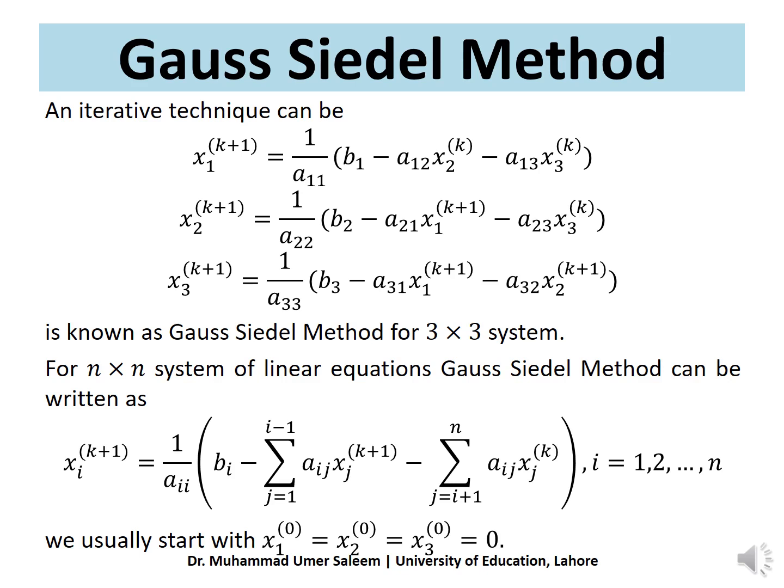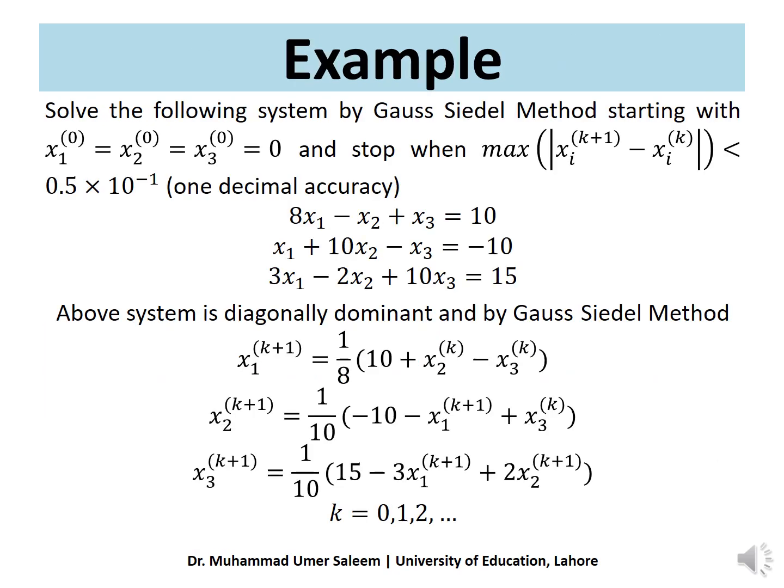Because the system is diagonally dominant, the convergence will be rapid and is assured. To explain this, let's look at an example. Solve the following system which is given here, starting with 0 for all initial guesses, and stop when you have 1 decimal accuracy.